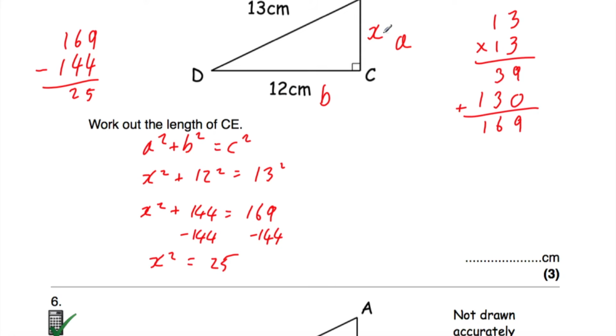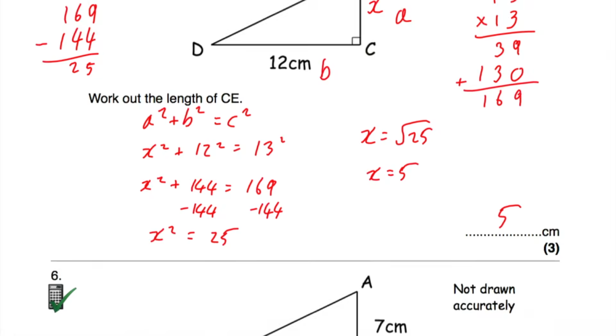So that's 25. Now the length of this side obviously isn't 25 centimeters. That's too large. That's this side squared. So we need to square root. So we're going to get that x is equal to the square root of 25. And the square root of 25, well, 5 times 5 is 25. So the square root of 25 is 5. So x is equal to 5. So the length of this side is 5 centimeters. And that's it. Okay, let's have a look at question number 6.